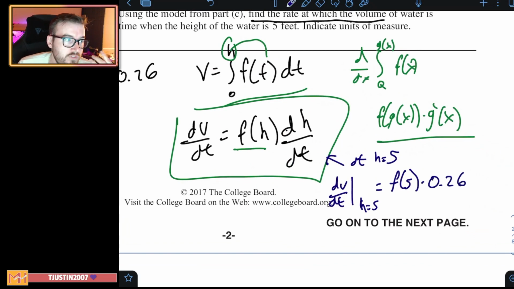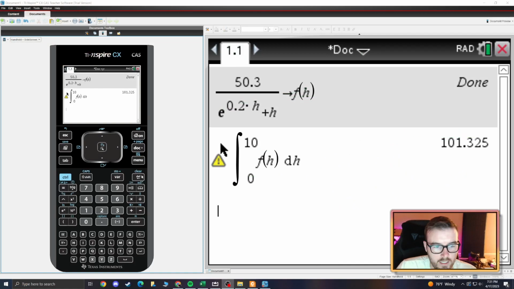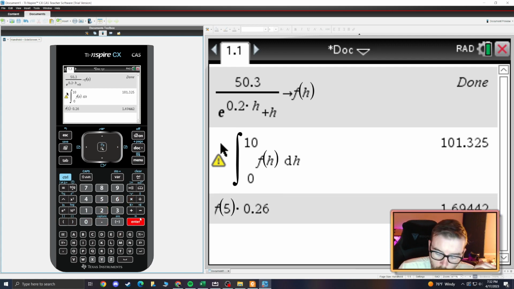And what is f of 5? Well, f of 5 is simply plugging 5 into the function. And as you hopefully remember, we saved f, right? We saved f. So if we go to the calculator, we're simply going to plug in f of 5 times 0.26.